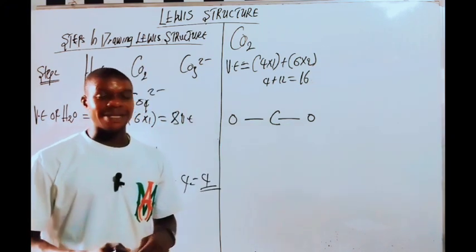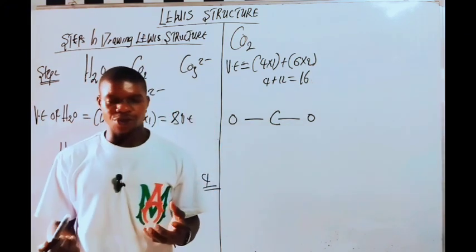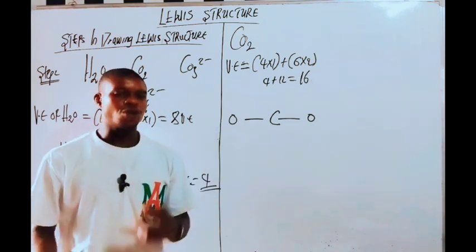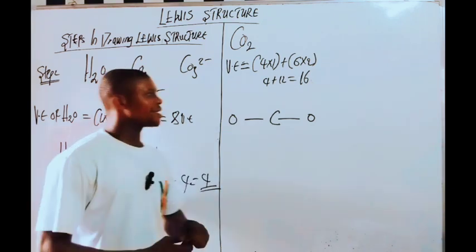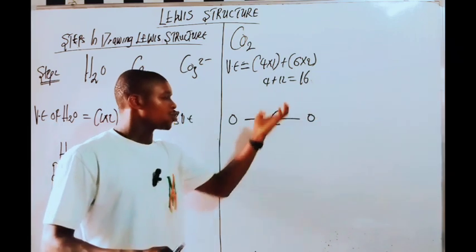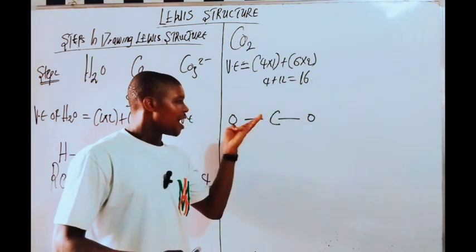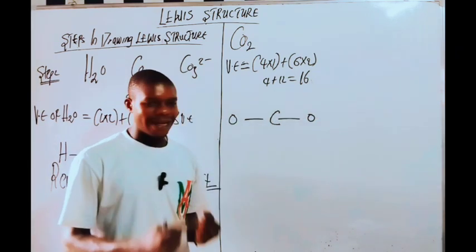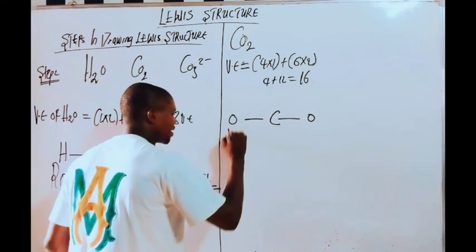My 2 bonds have 4 electrons. Out of the 16 electrons, I have used 4 electrons. So now I need the remaining electrons.